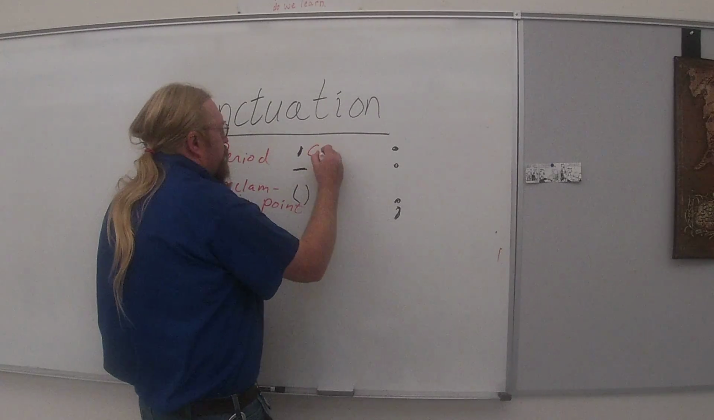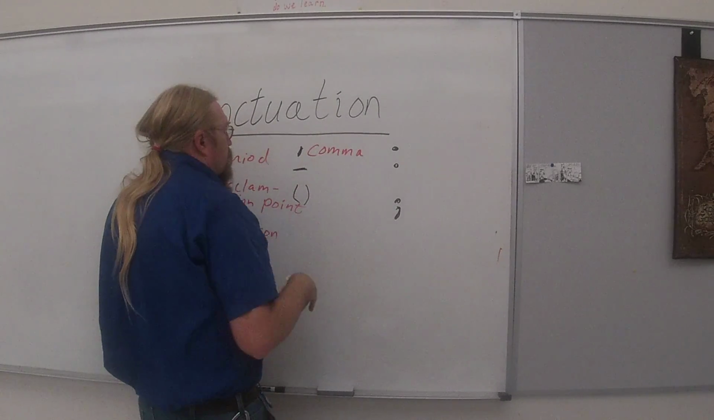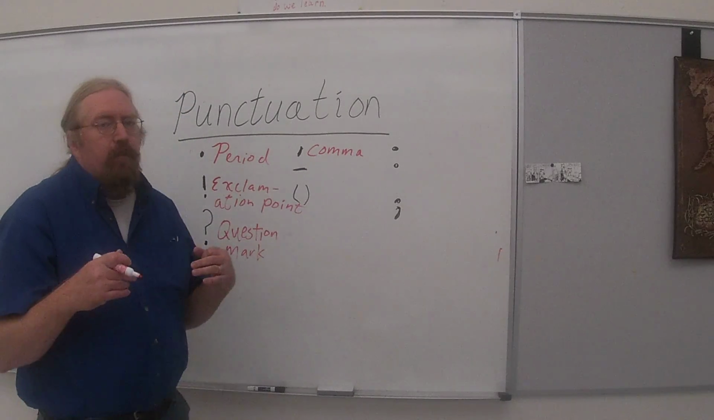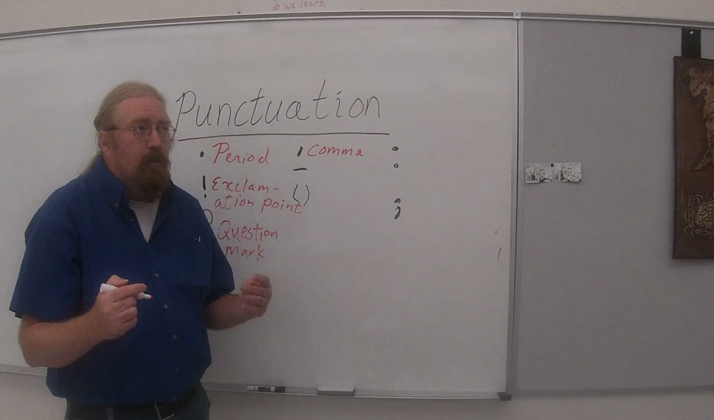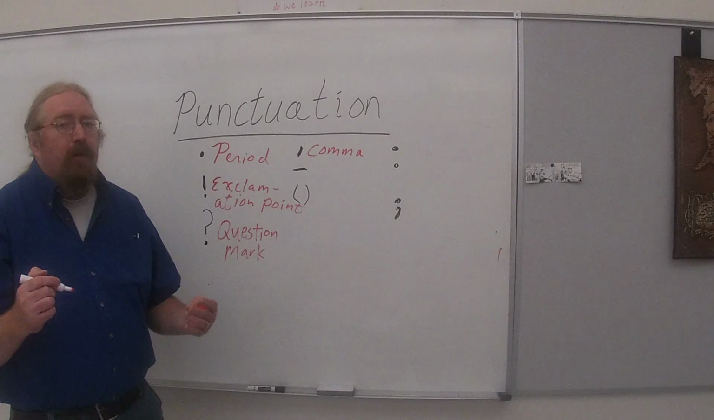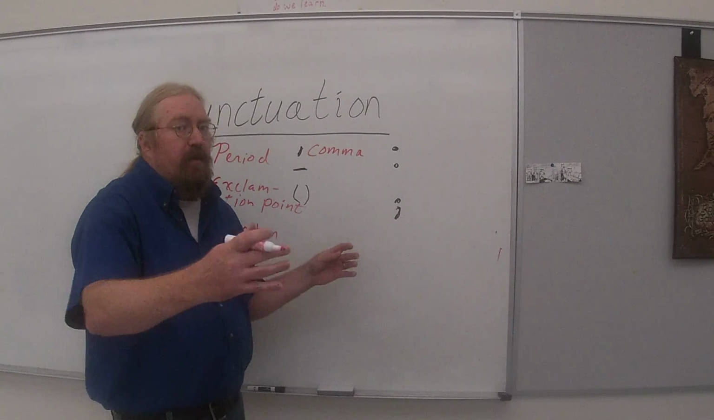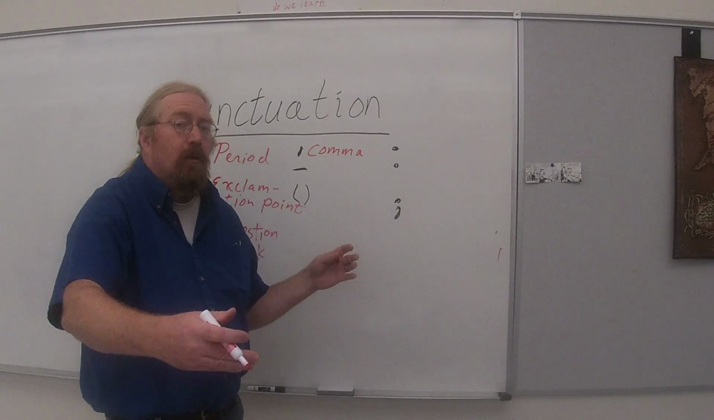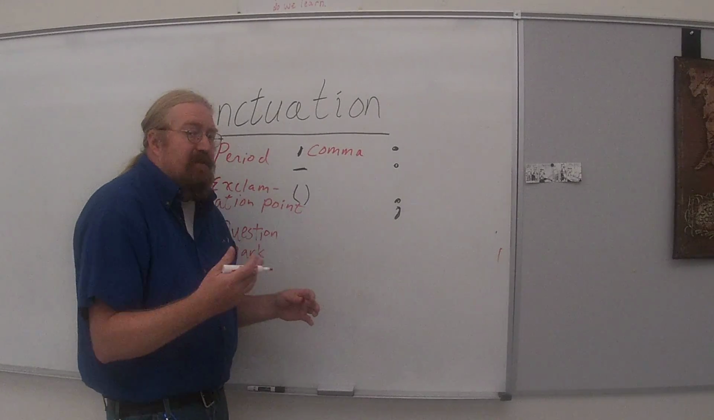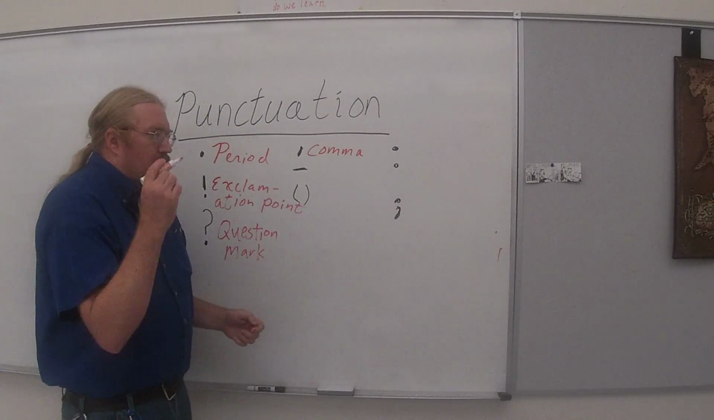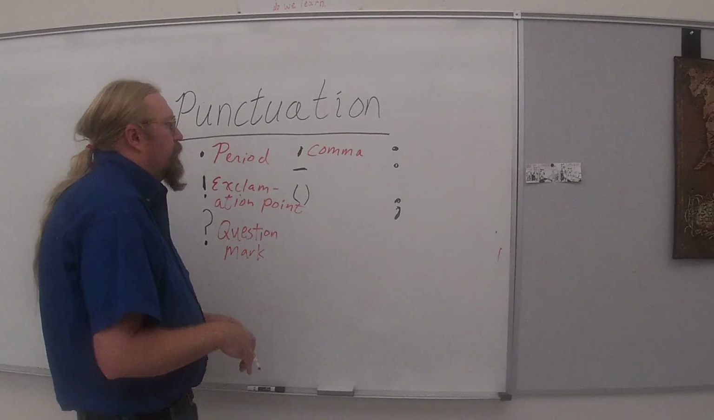First one is a comma. There's lots and lots of rules with a comma, but just know it's the most commonly used thing to put a break inside a sentence. You don't add sentences together, so you don't take three complete thoughts and string them together with a comma. You use a comma for a break inside of one complete thought. More rules on that in another video.